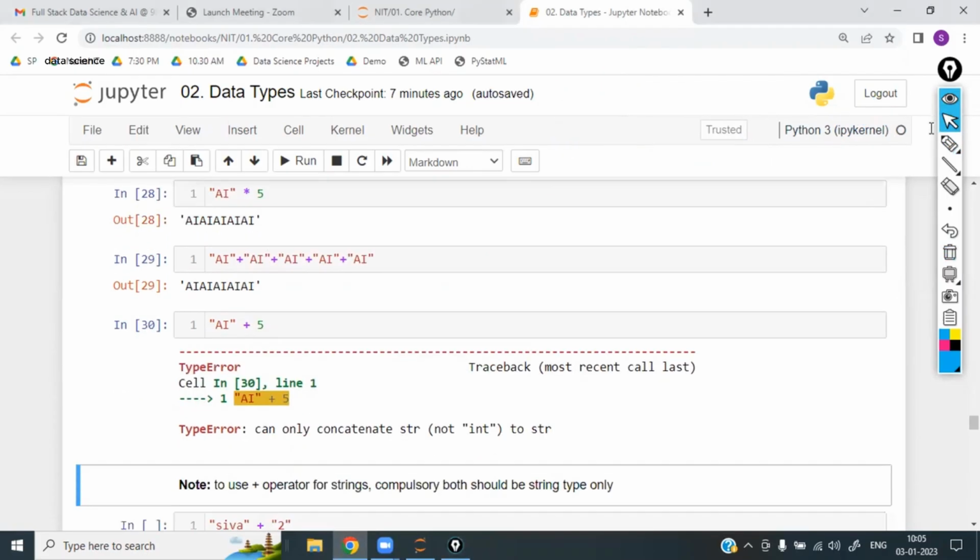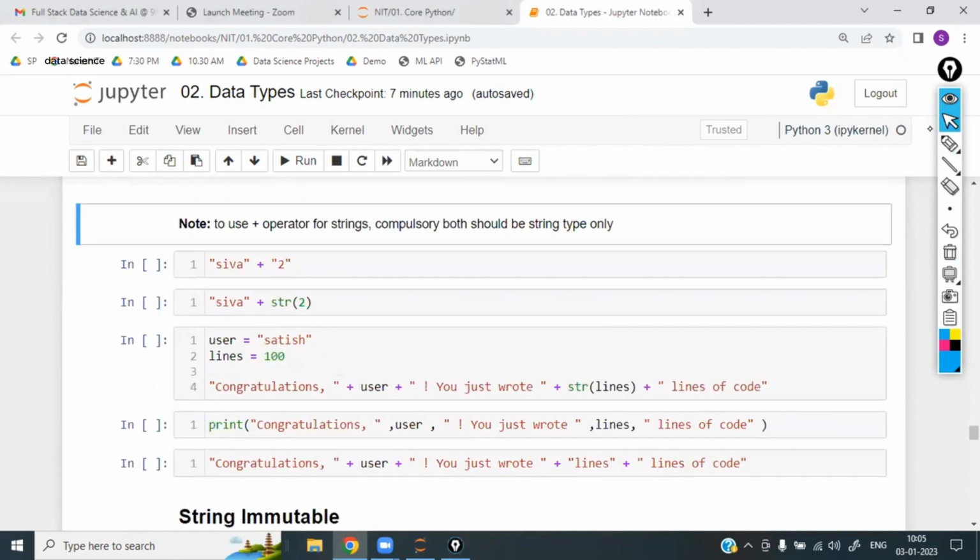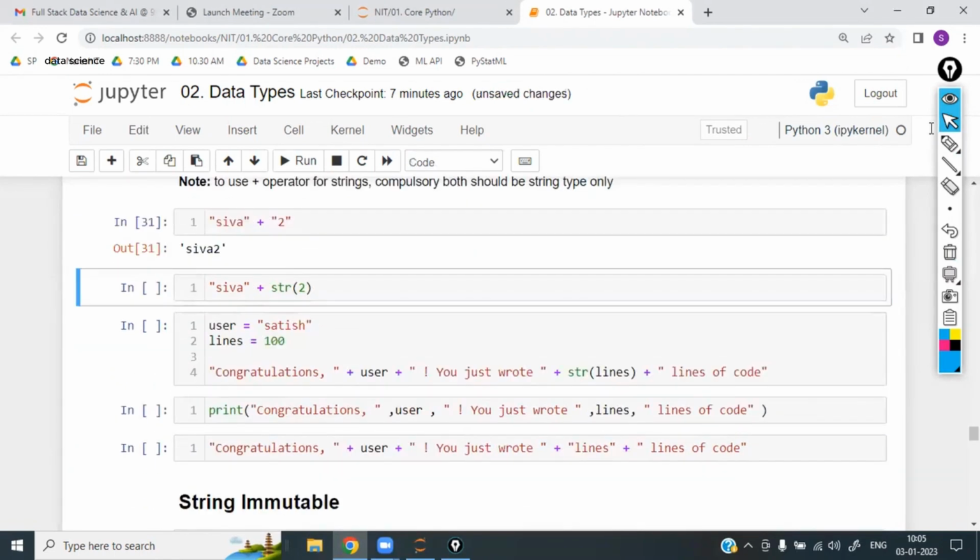Next, Siva plus 2. Simple, right? If you ask it like this also, Siva plus string of 2.